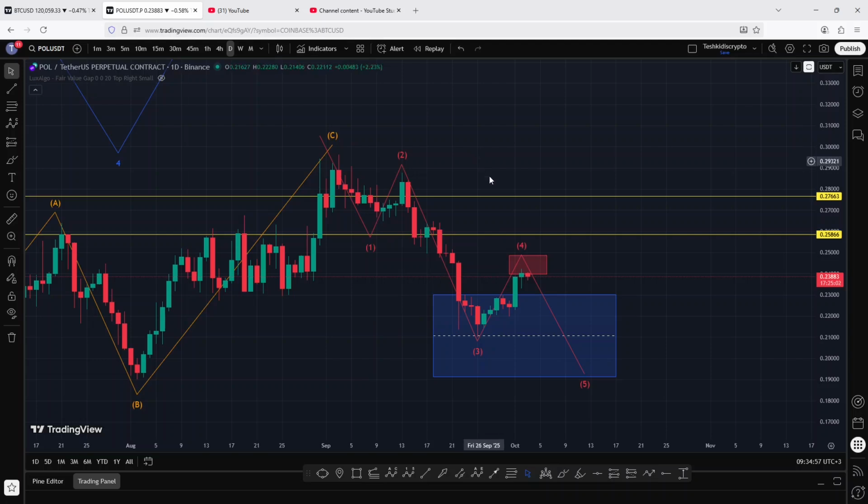Polygon Matic at the time of this recording is giving us a bit of a retracement to the downside after getting rejected within our Fibonacci key area of resistance between the 0.248 and the 0.23994. And on today's update video, I will be discussing the Fibonacci key areas of supports that we need to continue holding within, and also share with you the scenarios that I expect to play out here on the Polygon Matic chart. So make sure that you stick around till the end of the video.